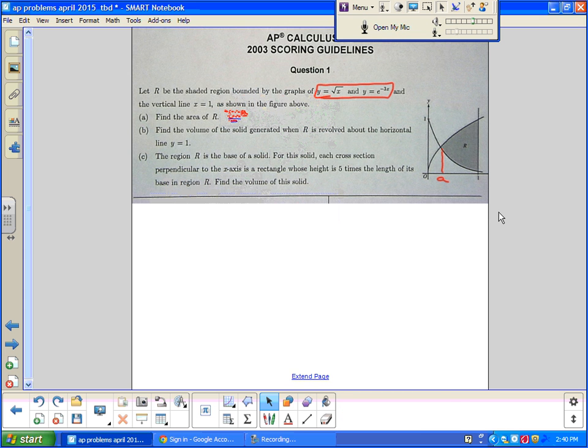Letter B, find the volume of the solid generated when R is revolved about the horizontal line, y equals 1. So everybody, I'm going to revolve R about this line. Oh wait, y equals 1. Not negative 1. Y equals 1. I'm going to revolve it around here. Now, this might not have a hole at the end, John, but this is still a disk, buddy. Right? This will be a disk.